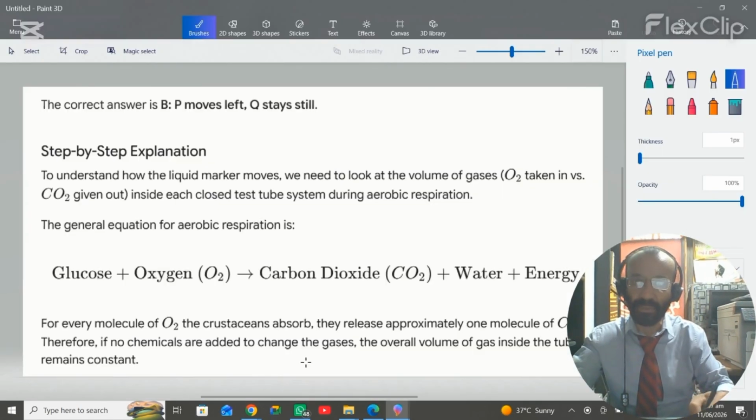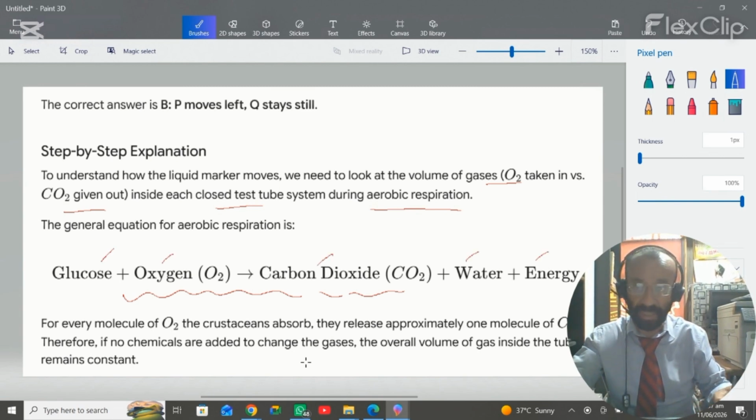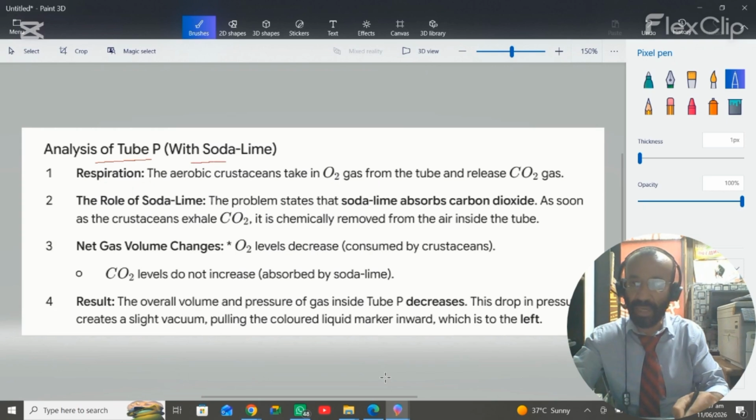To understand how the liquid marker moves, we need to look at the volume of the gases, O2 taken in versus CO2 given out, inside each closed test tube system during aerobic respiration. And here is the equation of aerobic respiration: glucose plus oxygen forms carbon dioxide plus water plus energy. For every molecule of O2 the crustaceans absorb, they release approximately one molecule of CO2. Therefore, if no chemicals are added to change the gases, the overall volume of the gases inside the tube remains constant.